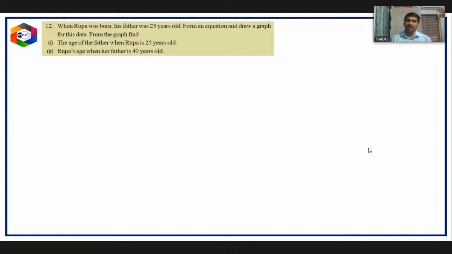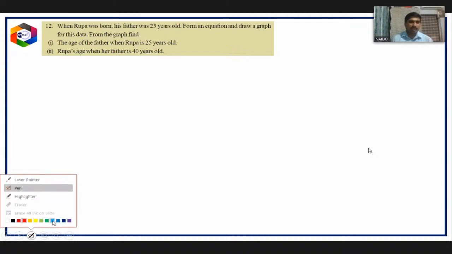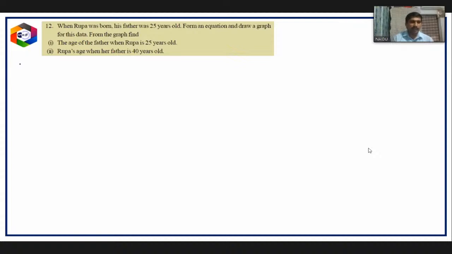Before that, we have to draw a linear equation for this. Here there are two unknown quantities. What are they? The ages of two persons, Rupa and her father. When Rupa was born, her father was already 25 years old, so the age difference is 25. Since there are two persons, we have to frame a linear equation in two variables. అంటే ఒక రేఖీయ సమీకరణాన్ని రెండు చరరాశుల్లో మనం రిప్రజెంట్ చేయాలి కాబట్టి రెండు చరరాశులను అయితే ఖచ్చితంగా ఉపయోగించుకోవాలి.